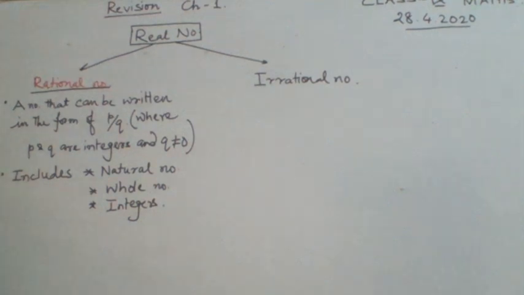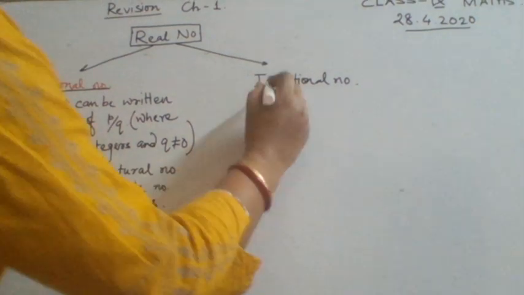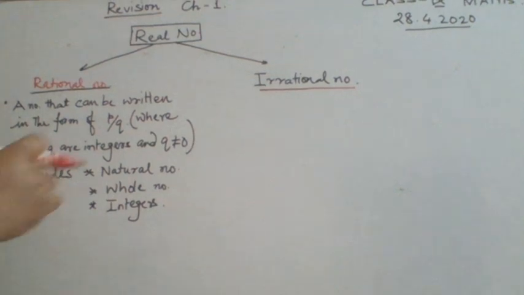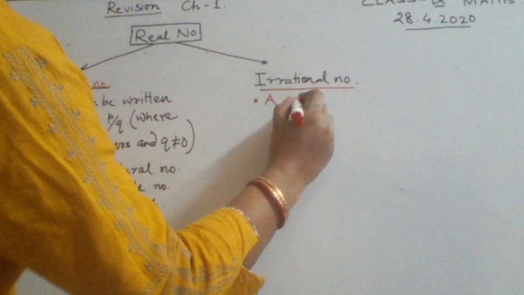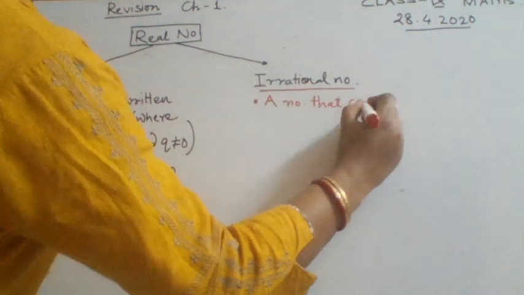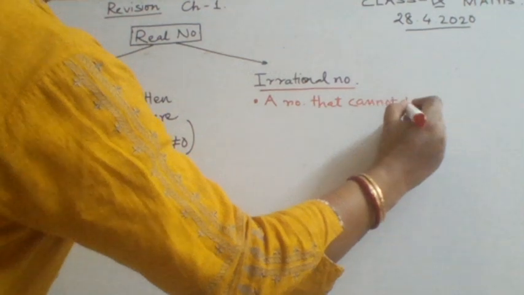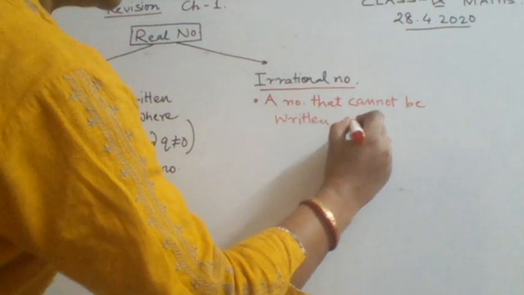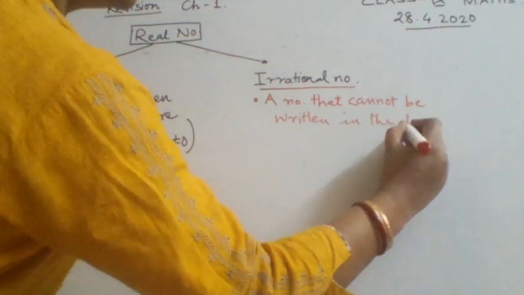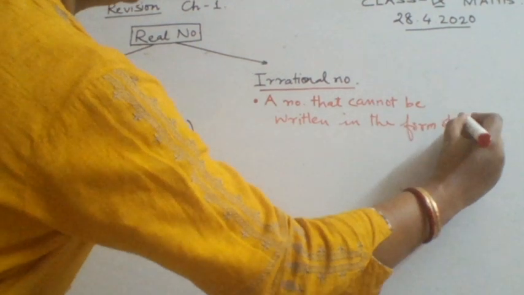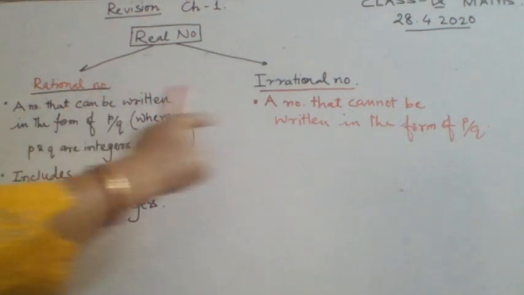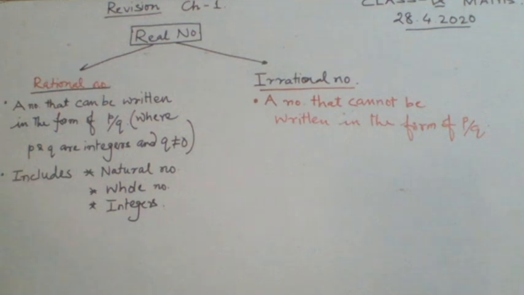Now at the same time, what is an irrational number? Irrational numbers are numbers that cannot be written, just the opposite, in the form of p by q, where p and q are integers. A rational number can be written in the form of p by q, and an irrational number cannot be written in the form of p by q. Right? I hope you have noted it down.